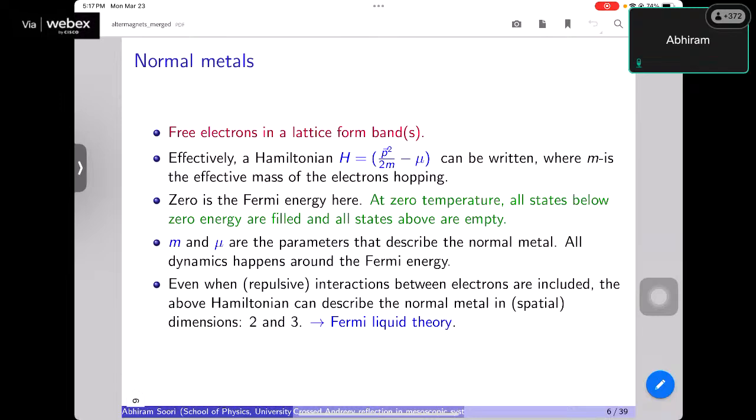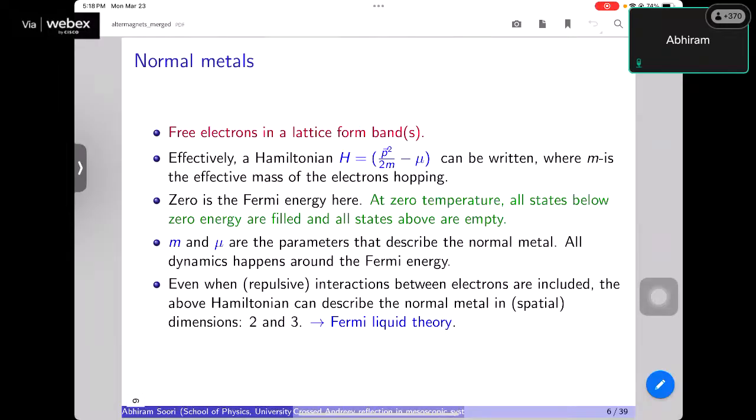Okay, so at zero temperature, all the states below zero energy are filled, and all the states above zero energy are empty. And that is the reason why I have a mu here in the Hamiltonian that is written in blue. And what is M? It's the effective mass of electrons. Mu is like the chemical potential or the Fermi energy.